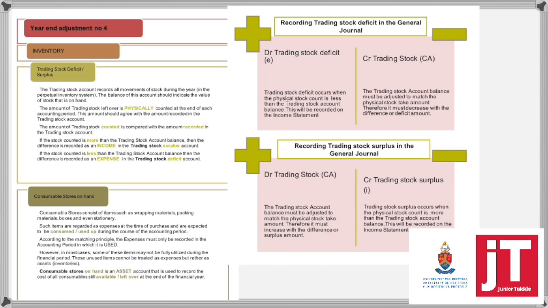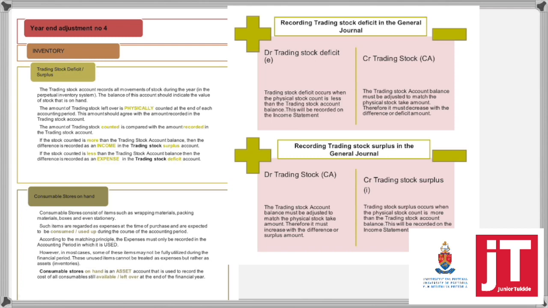It can also happen that there's a surplus. In other words, we count more physically than what we recorded on our books, because maybe there was a delivery of stock that we haven't recorded yet, and we have to then add it, so that eventually in our ledger accounts our physical stock matches the value recorded in our books.